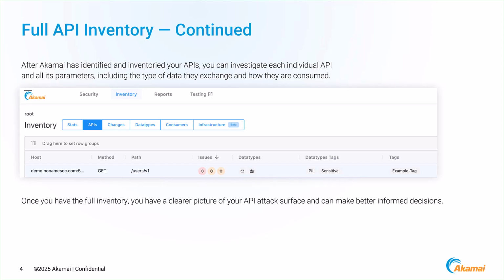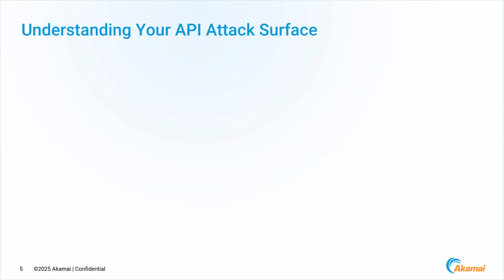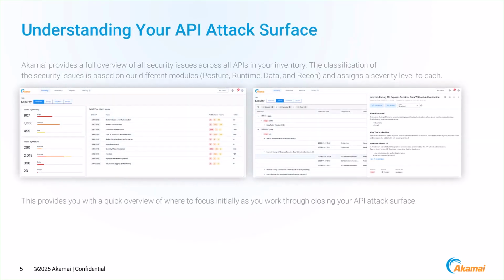Once you have the full inventory, you have a clearer picture of your API attack surface and can make better informed decisions. Akamai provides a full overview of all security issues across all APIs in your inventory. The classification of the security issues is based on our different modules' posture, runtime, data, and recon, and assigns a severity level to each. This provides you with a quick overview of where to focus initially as you work through closing your API attack surface.